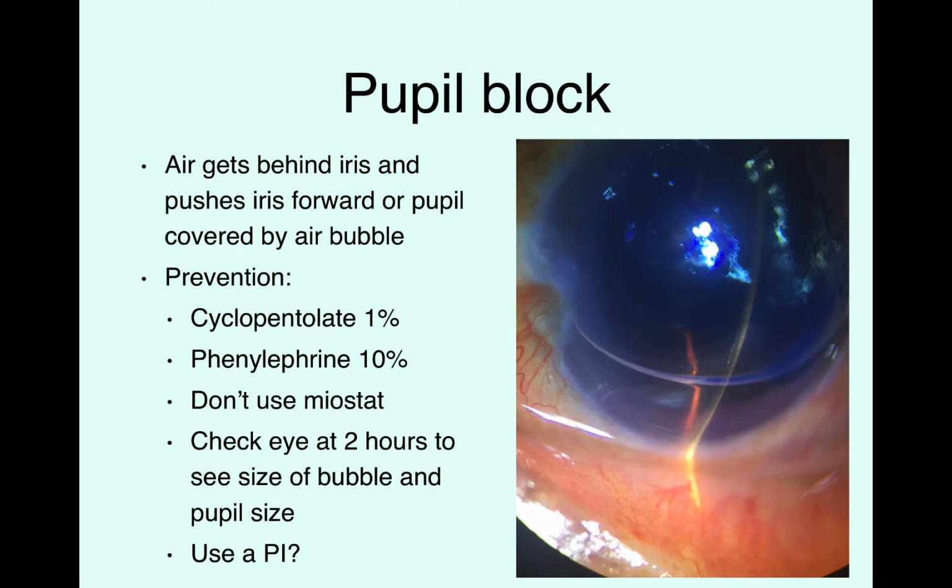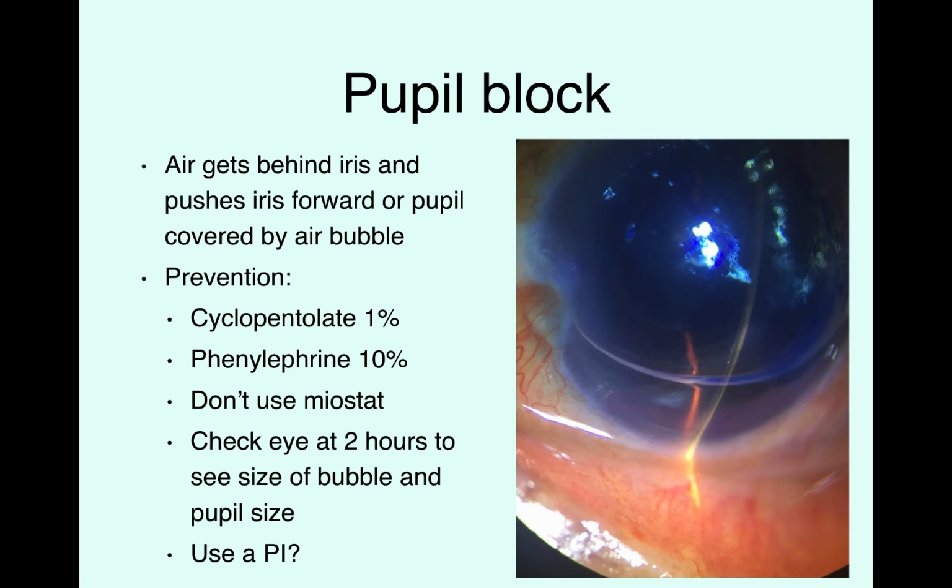So pupil block, as mentioned, can happen at the 2-hour mark or after that. This is a photo from a patient who had a DMEK 2 hours prior, and you can see here that the edge of the pupil is well within the bubble, and they've got some peripheral shallowing and air behind the pupil pushing that area forward. With this patient, I actually did a burp of air from the superior paracentesis.